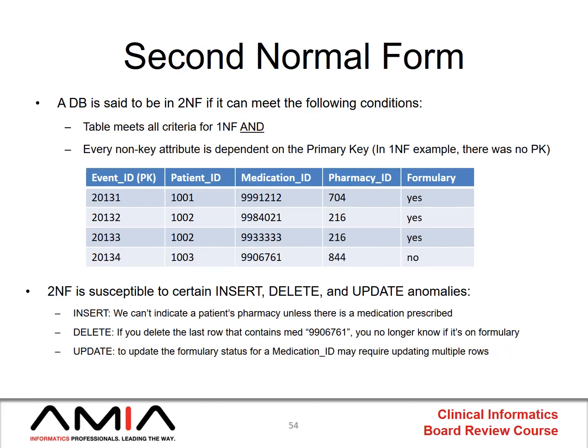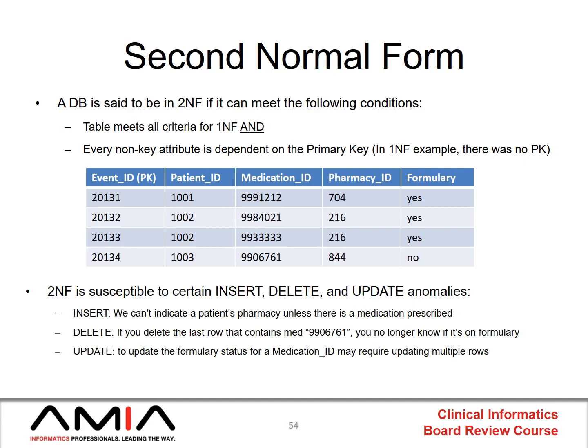So the solution to this is to put it into what's called second normal form. A database is said to meet second normal form if it meets all the criteria for first normal form and it meets this additional constraint that every non-key attribute is dependent on the primary key. In the first normal form example, we didn't really have a primary key. And so this notion that every non-key attribute is dependent on the primary key means that we shouldn't try to put attributes that relate to the pharmacy in here.